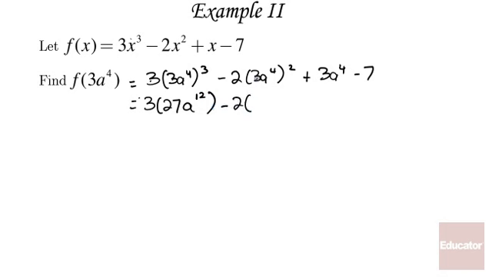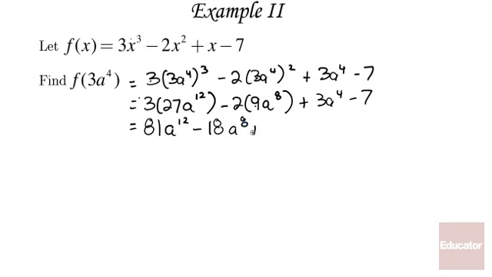Okay, and then here I have 3 squared, which is 9, a to the fourth. That's 4 times 2, which is 8. And then this just stays as it is. Okay, so next I have 3 times 27, which is actually 81, a to the 12th. Negative 2 times 9 gives me negative 18, a to the 8th. Plus 3a to the fourth minus 7.